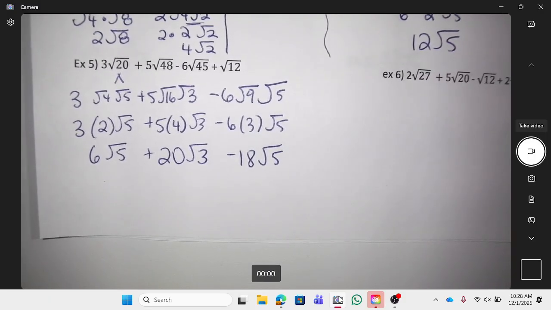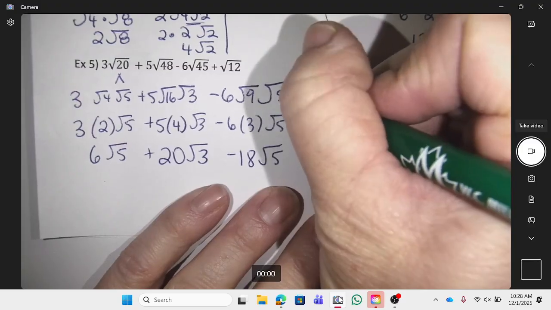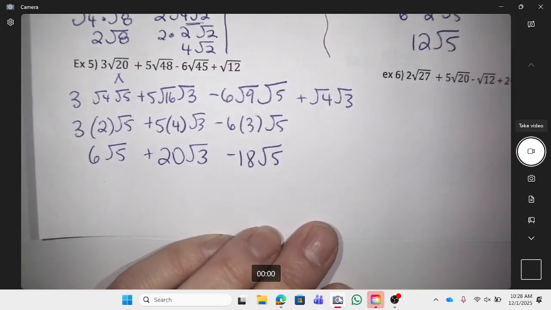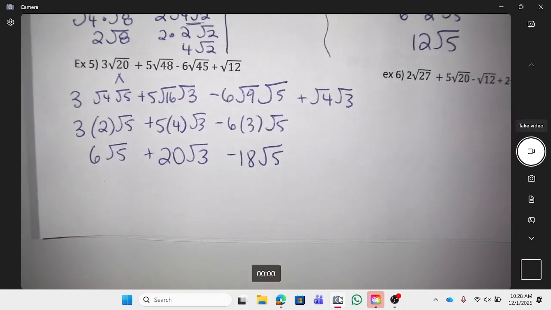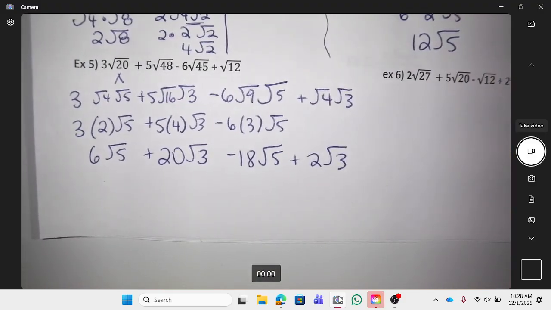Okay, last one is root 12. So 12 is breakdownable by a 4. So 4 times 3. So root 4 times root 3. Okay, so 2 root 3.